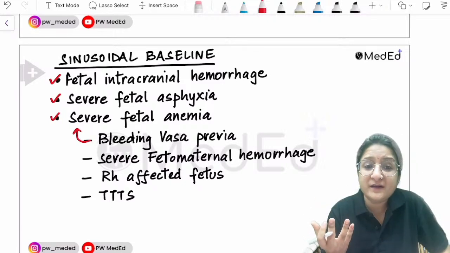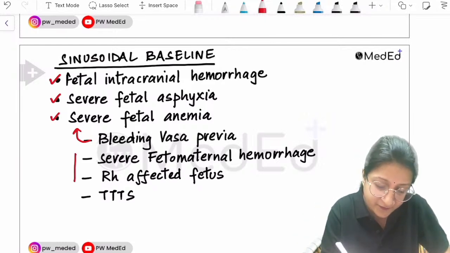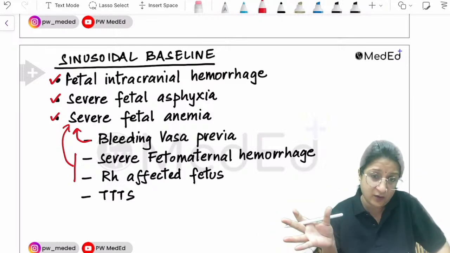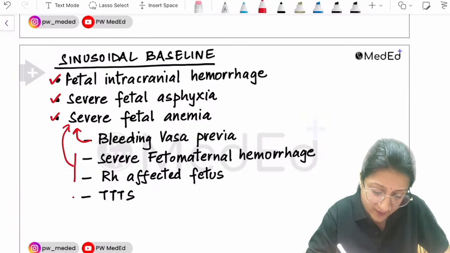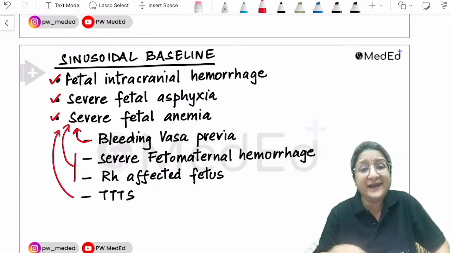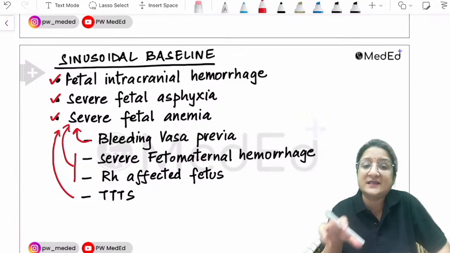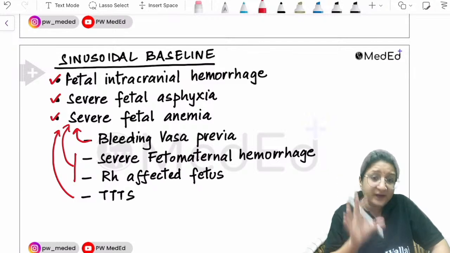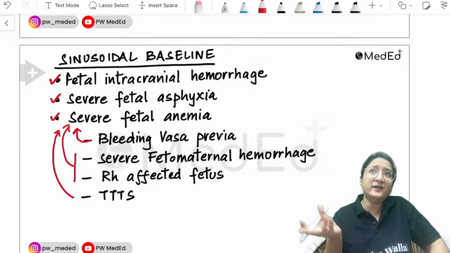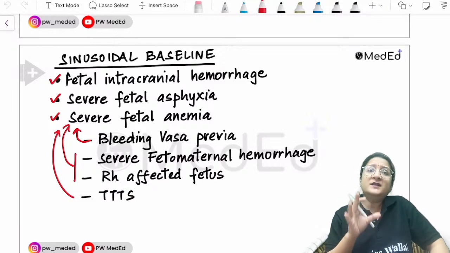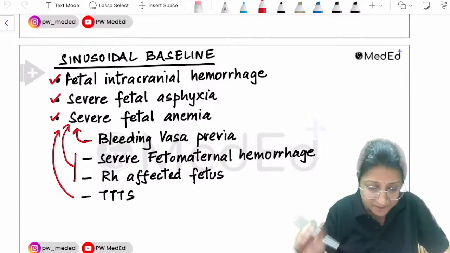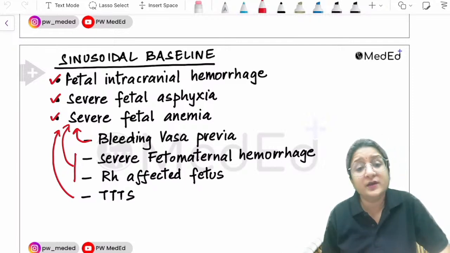Or severe fetomaternal hemorrhage, like that can be seen in an Rh-affected fetus. Even in twin-to-twin transfusion syndrome, where one twin is bleeding into the other twin, it can be seen. So it is in these settings that sinusoidal baseline is encountered. So when you remember that severe fetal anemia can lead to sinusoidal baseline, then you can also remember the potential situations where this sudden severe fetal anemia will take place, isn't it? So that's your answer here.